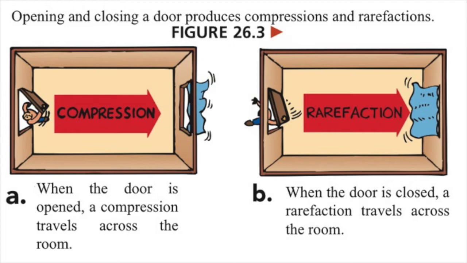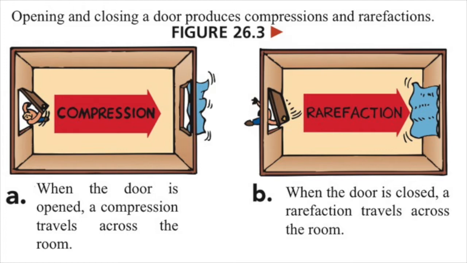For all wave motion, it is not the medium that travels across the room, but the pulse that travels. In both cases, the pulse travels from the door to the curtain. We know this because in both cases the curtain moves after the door is opened or closed. If you swing the door open and closed in periodic fashion, you can set up a wave of periodic compressions and rarefactions that will make the curtain swing in and out of the window.